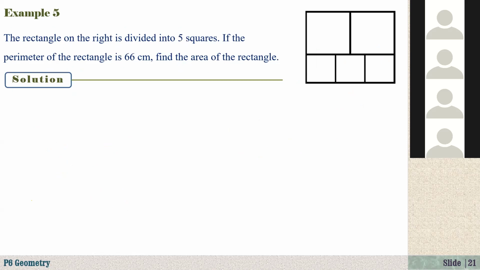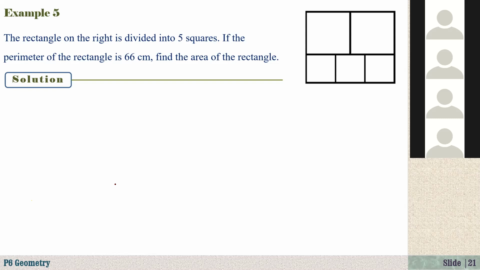The rectangle on the right is divided into 5 squares. If the perimeter of the rectangle is 66 centimeters, find the area of the rectangle. As you see here, we have 5 squares. 2 squares are the same, or identical, and the remaining 3 squares are also identical.